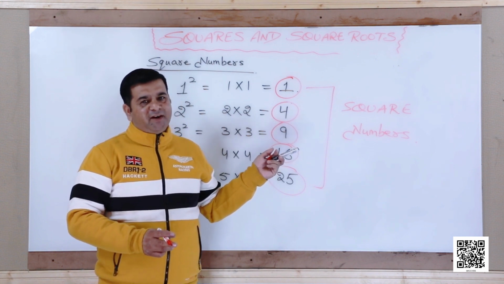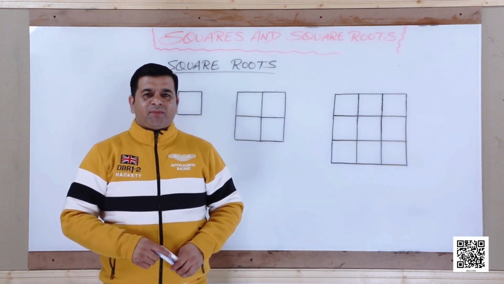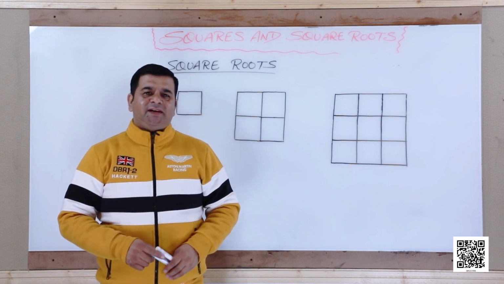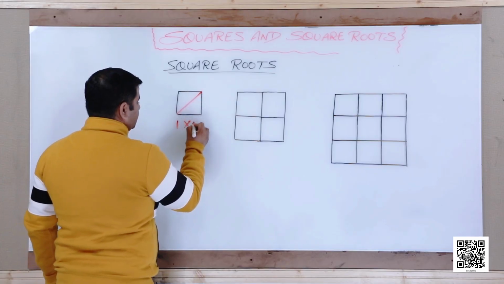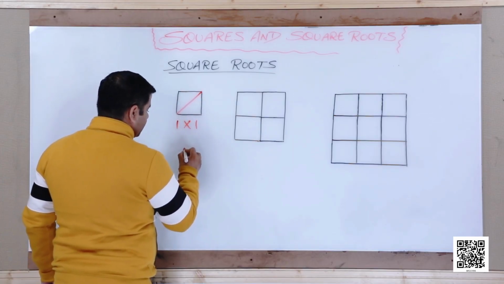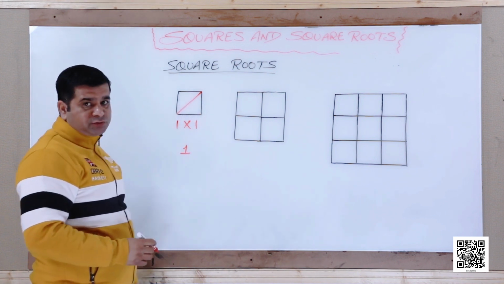Now let's move forward. Square roots. Before we understand square roots, let's do an activity. As you can see, we have a 1 by 1 square here. If we draw one diagonal across this figure like this, we can see through how many squares does this line pass? Only one square. That is, if this was a 1 by 1 square, it passes through one square.